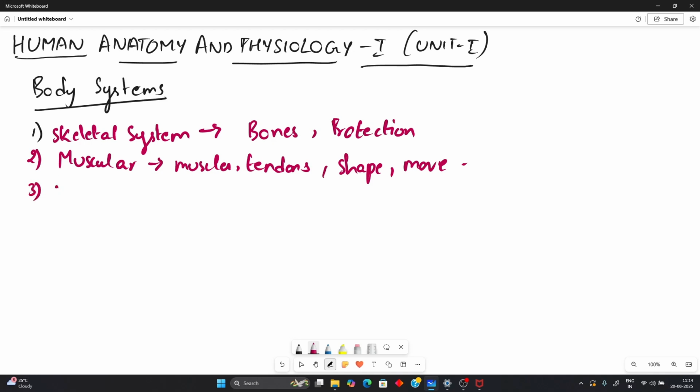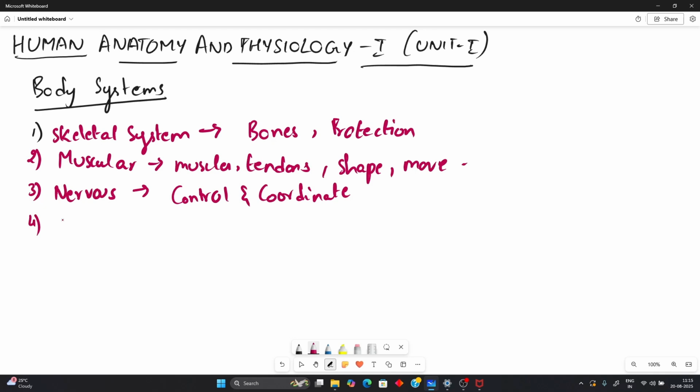Then the third one is the nervous system. The nervous system generally controls and coordinates the functions of different parts of the body.